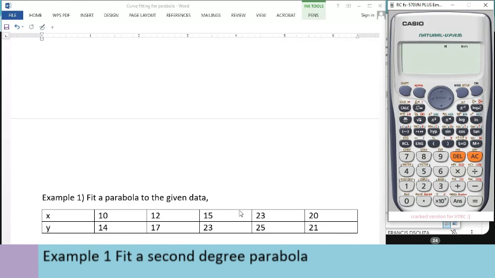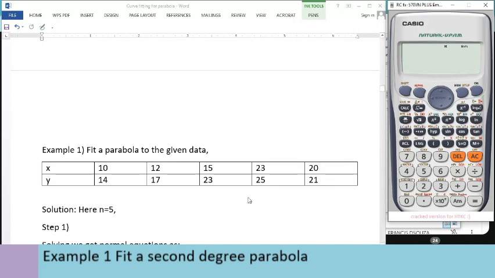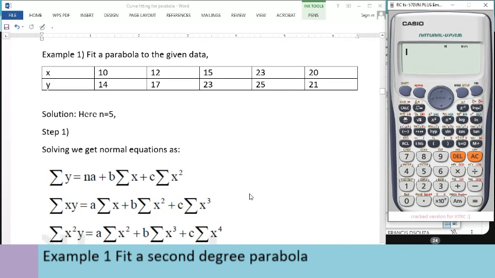And the last step, we are going to substitute in the parabola equation. So here we take the solution, students. What is the solution here? We see how many data sets they have given: x1, y1, x2, y2, x3, y3, x4, y4, x5, y5. So this data has n equal to 5. Please remember this, students, n is equal to 5 we have.